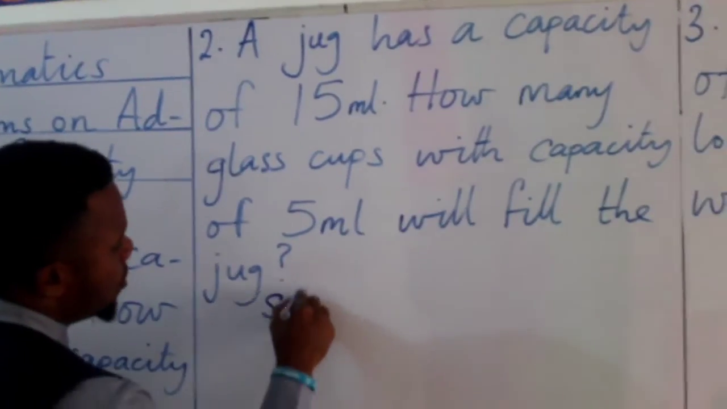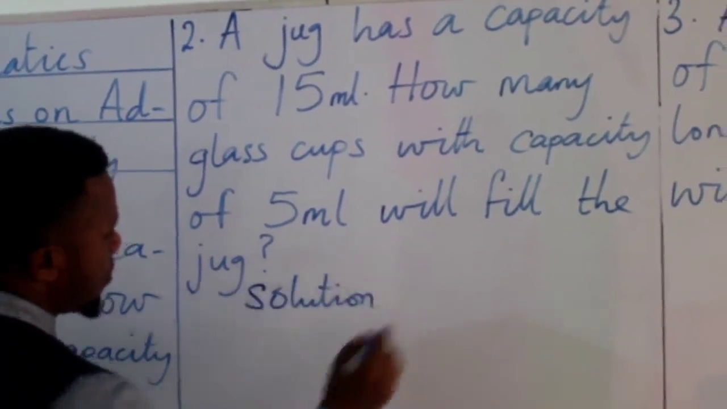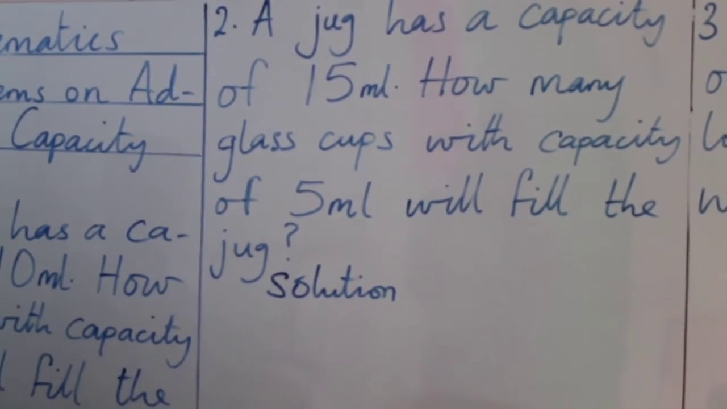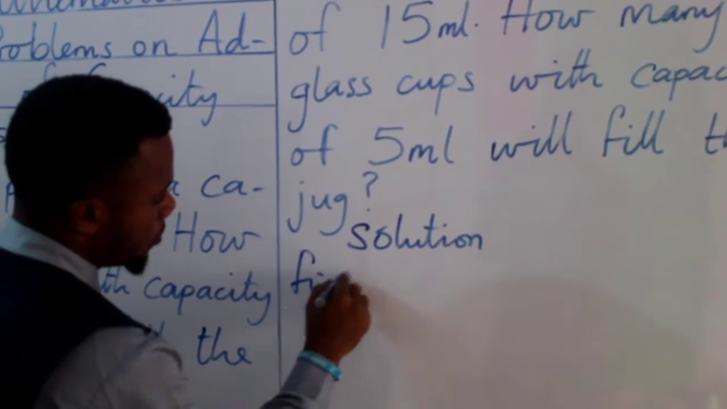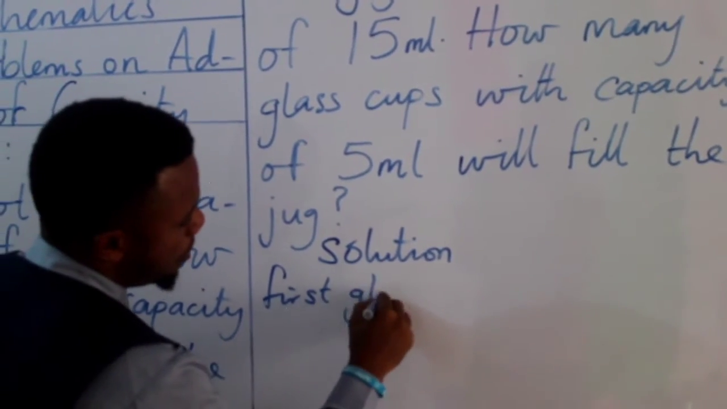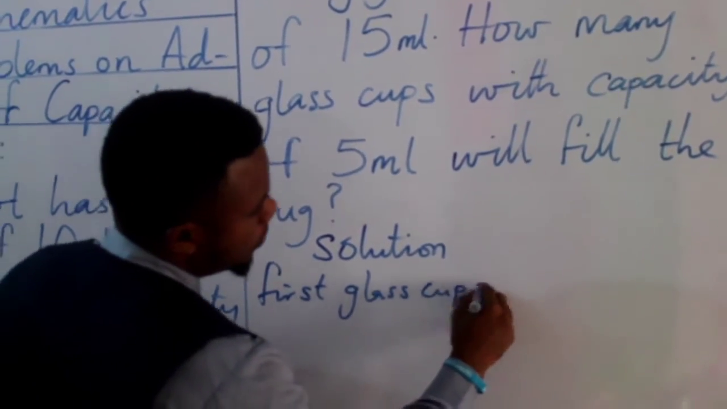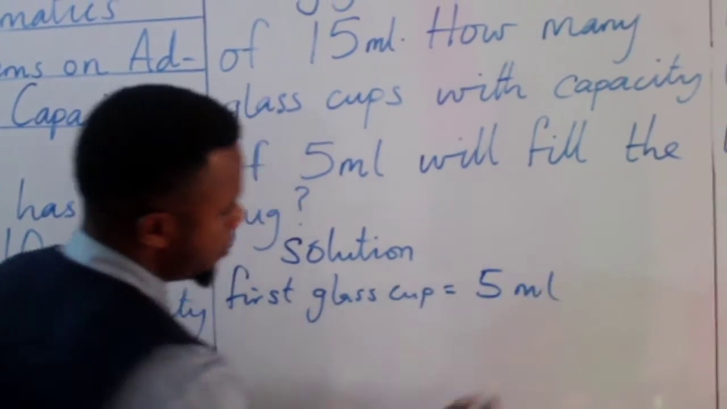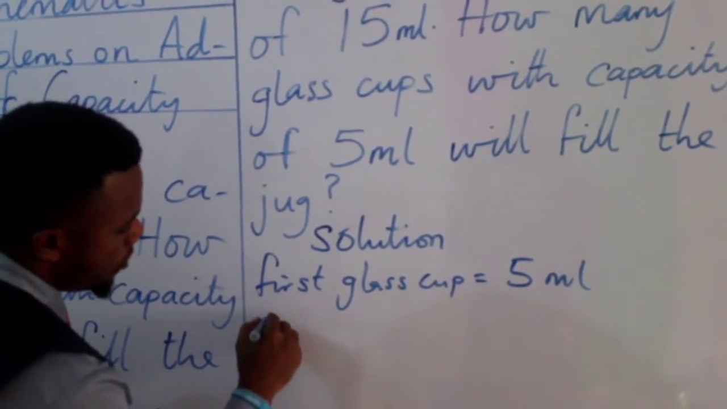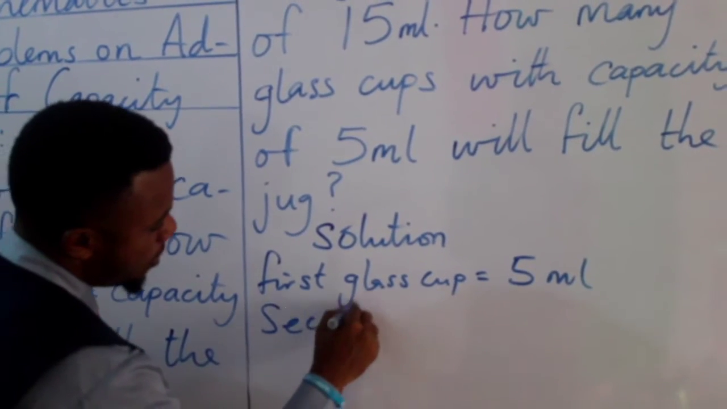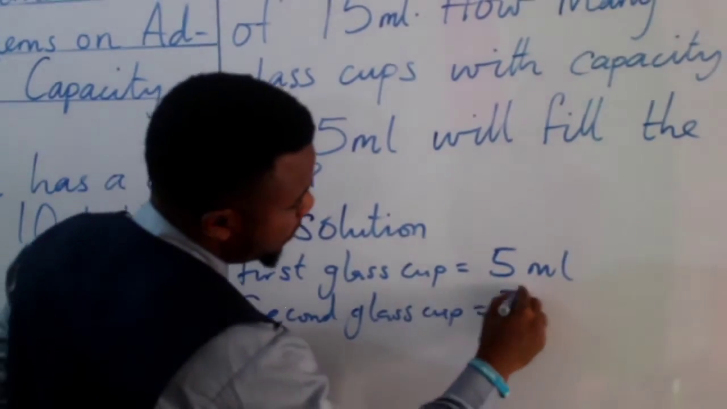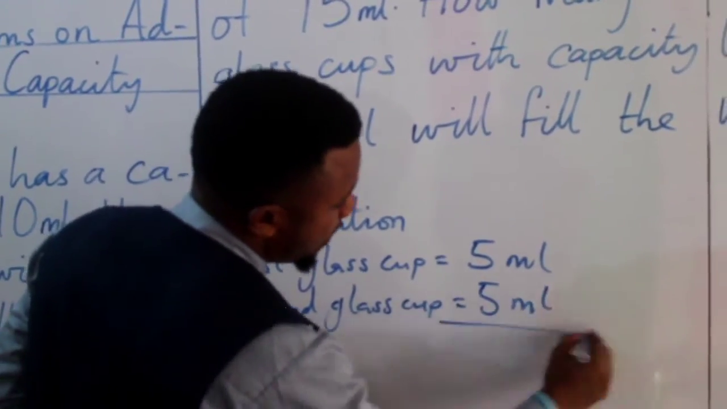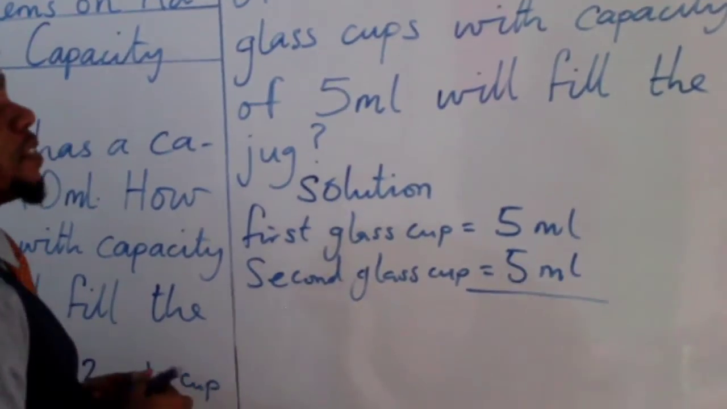Remember, we have our solution. Now, first glass cup, 5 milliliters. We bring another cup, the second glass cup, 5 milliliters. So we keep adding until we get to 15, then we stop.